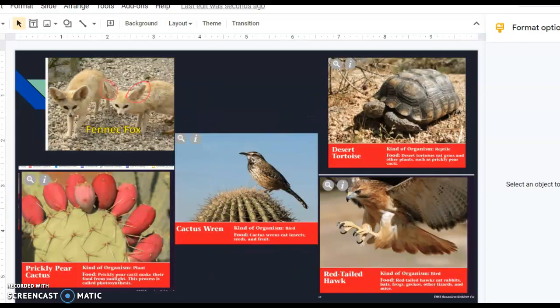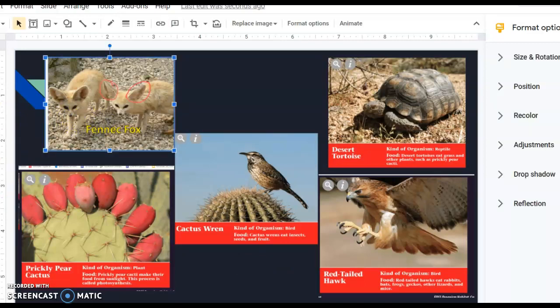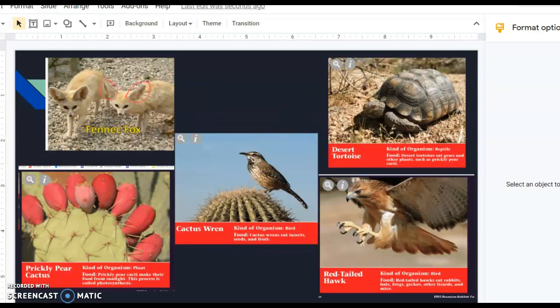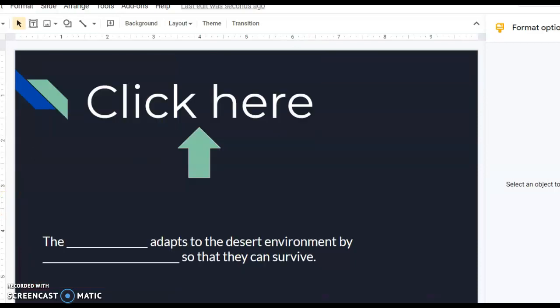Another example could be the Fennec Fox. You could talk about how the Fennec Fox's big ears help it adapt to its environment and survive. So you're going to pick one of the things from the video or one of these animals that lives in the desert environment, and you're going to write a sentence about how they adapt or change and upload a picture of your work.